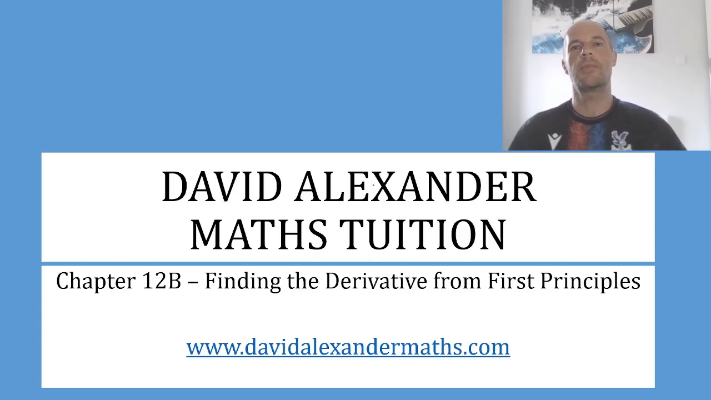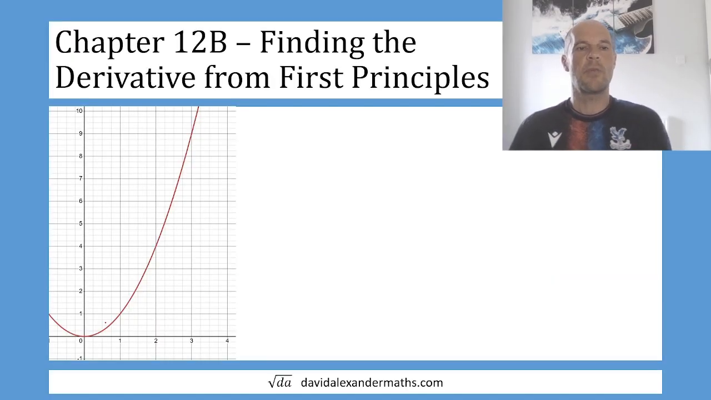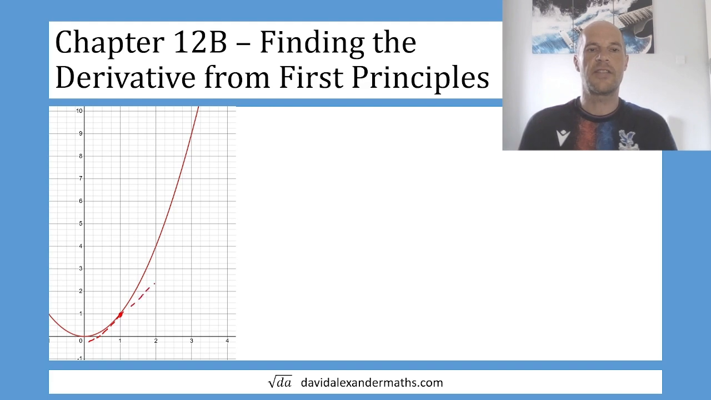This is chapter 12b on finding the derivative from first principles. So here we have a curve, and one thing we know about a curve is that the gradient is constantly changing. The gradient of the curve at any particular point is the same as the gradient of the tangent at that particular point. So if I select x equaling 1, what is the gradient when x is 1 on this curve? Well, it's the gradient of the tangent at this point.